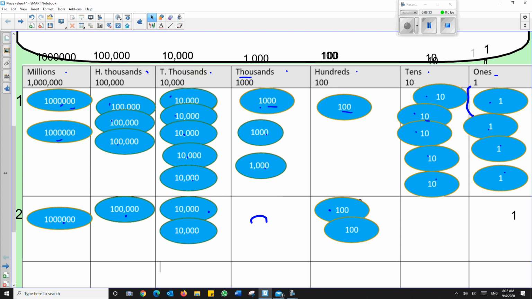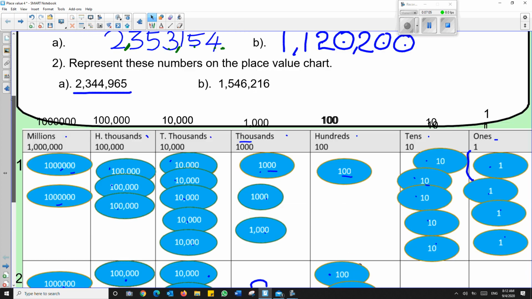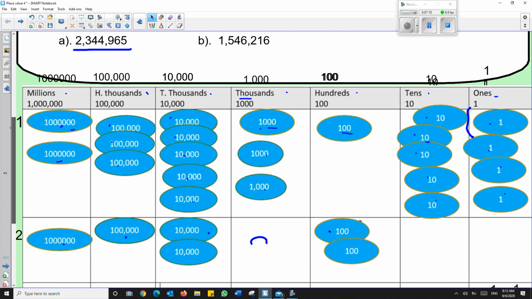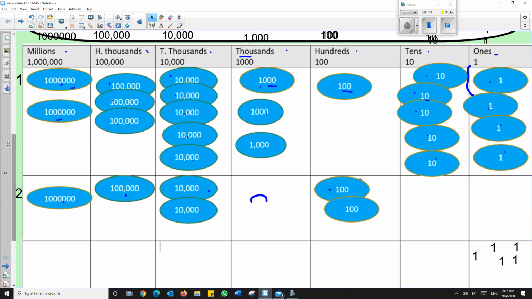1, 2, 3, 4, 5. Sorry, I'm supposed to use this color. 5 ones. In the tens column, 6. So we have to put 6 tens.